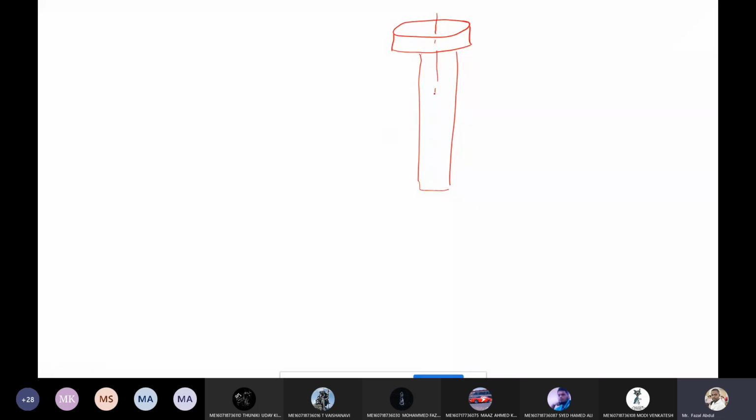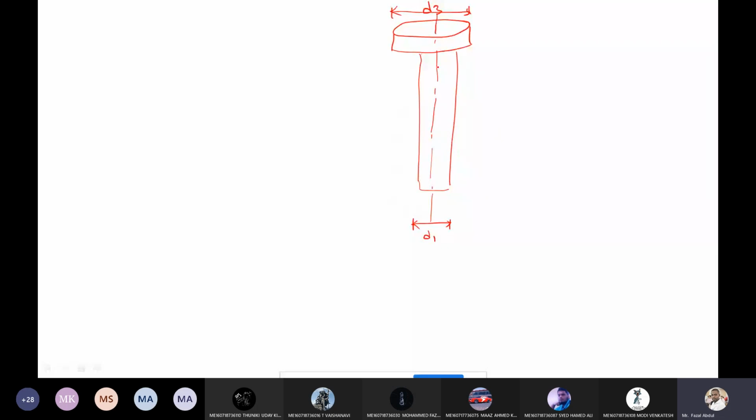This is the axis of the pin. So this diameter is D1, and this diameter is D3. Now, this entire portion of the pin is going to be inserted in the three eyes.